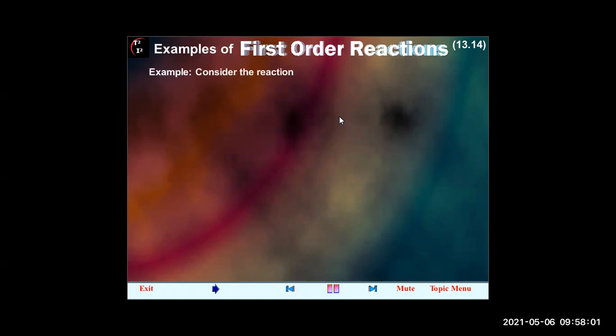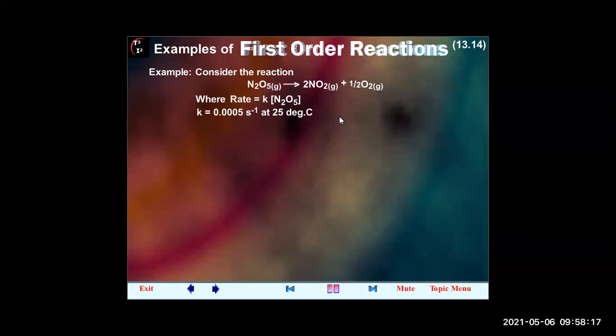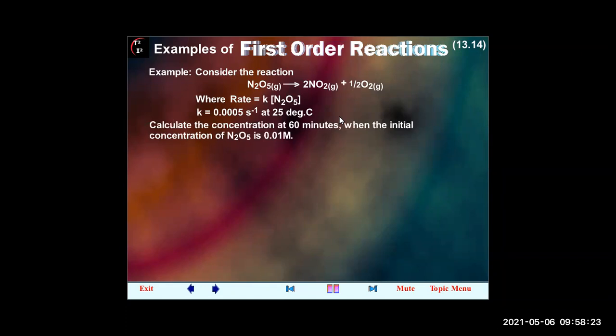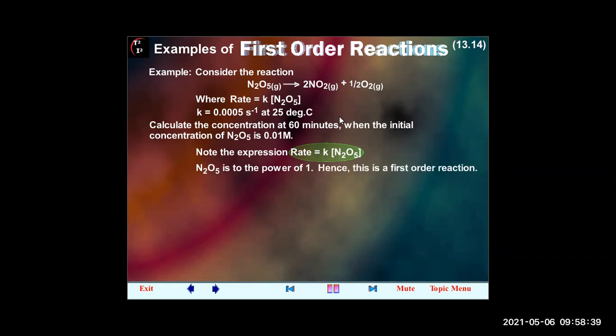Example: consider the reaction where rate is equal to K times the concentration of N2O5. K is equal to 0.0005 per second at 25 degrees Celsius. Calculate the concentration at 60 minutes, when the initial concentration of N2O5 is 0.01 molar. Note the expression rate is equal to K times the concentration of N2O5. N2O5 is to the power of 1. Hence, this is a first-order reaction.